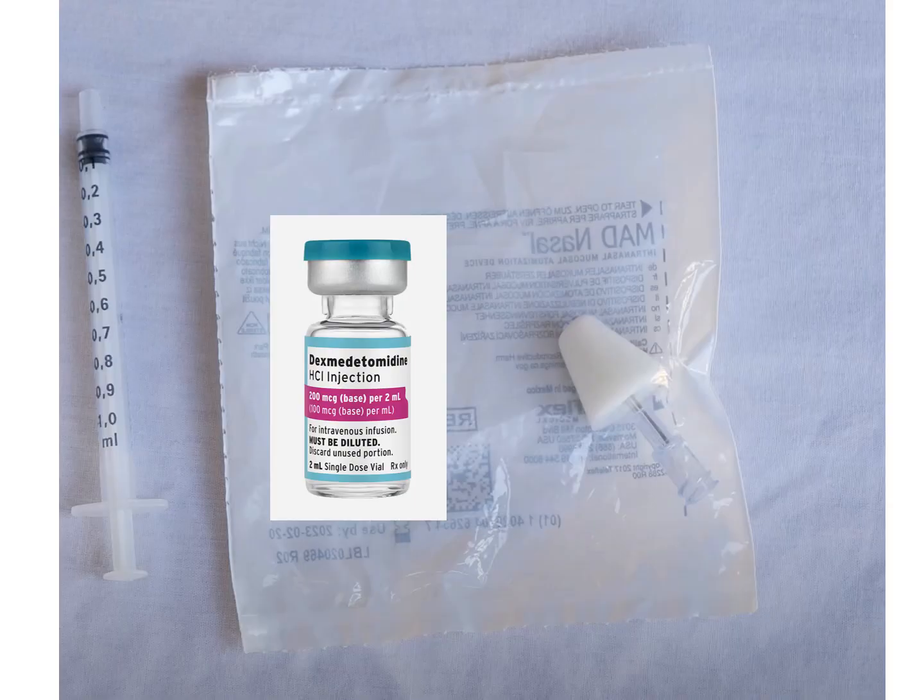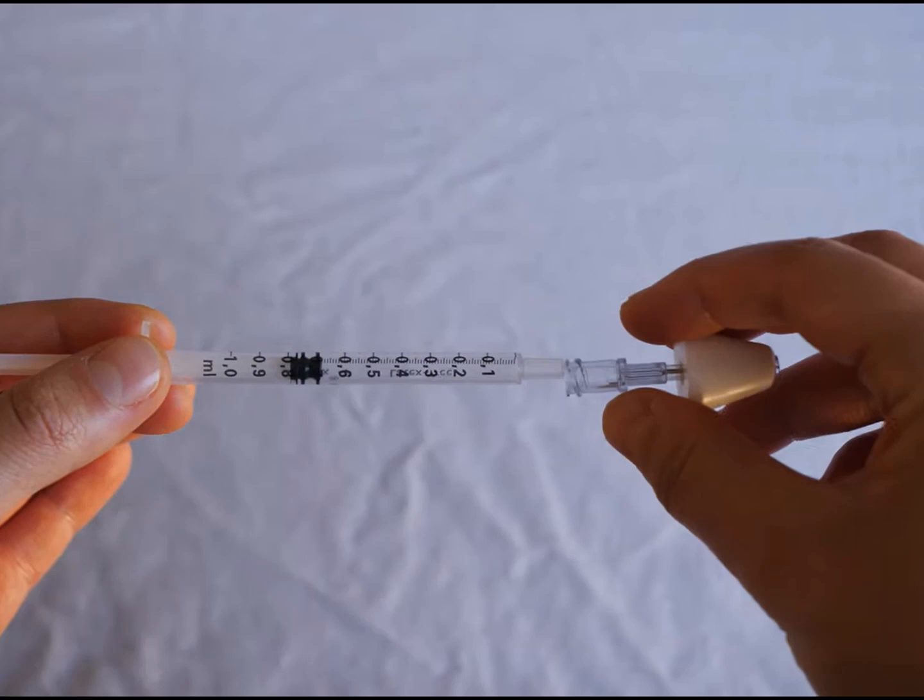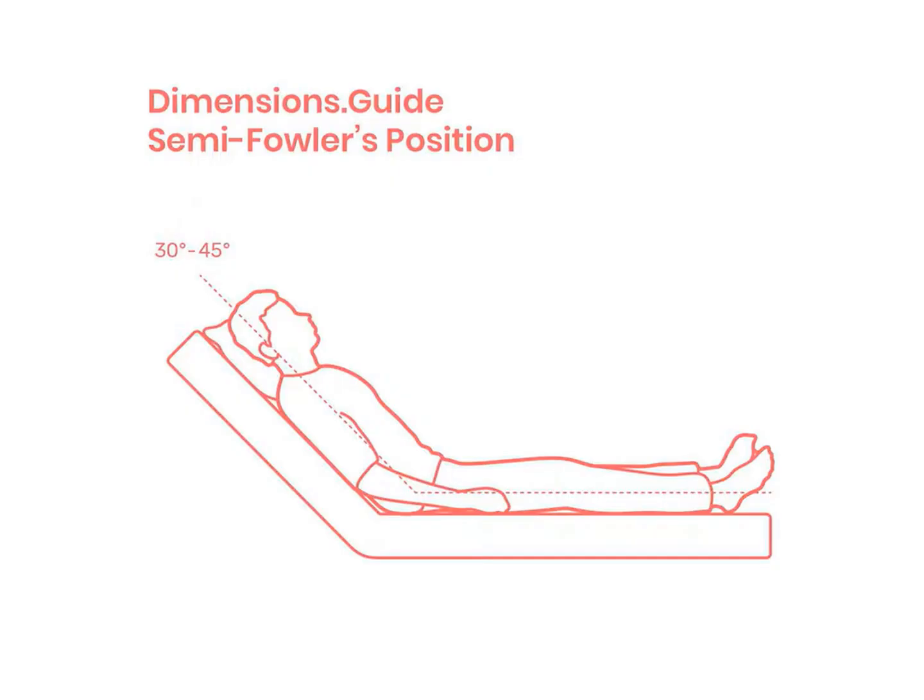In order to draw up the dexmedetomidine, you will need a 1 ml syringe, filter needle, and a mucosal atomizing device. Once the correct dose of dexmedetomidine has been drawn up, attach the mucosal atomizing device to the syringe. Position the patient sitting up at 45 degrees or with their head turned to one side.